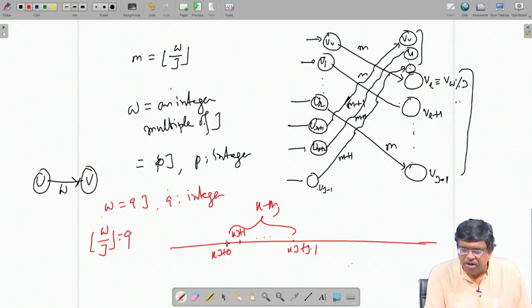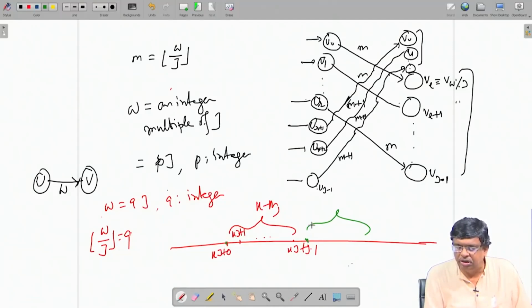Then if you start from here, if you cover 1 j, you are hitting the next, this is the next. If you start from 1, 2, 3 like this, finally you will hit here. Okay. So, if q is 1 and w is j, if you start at k j plus 0, you go to the 0th index or starting index of the next clock.